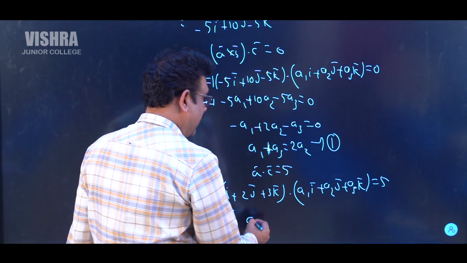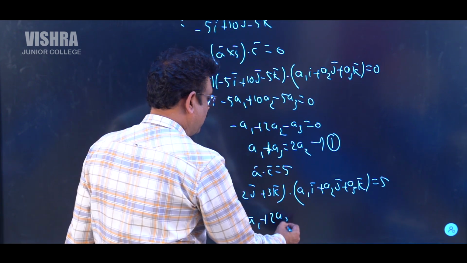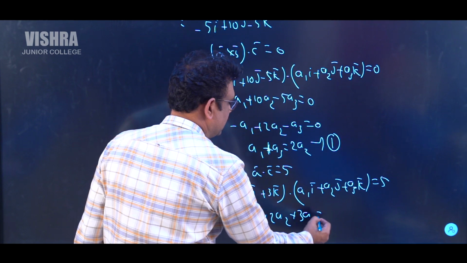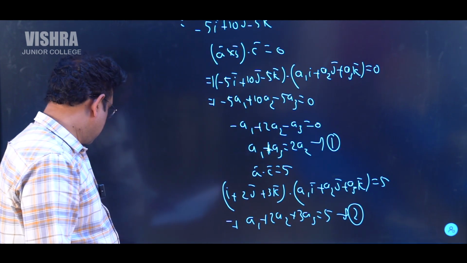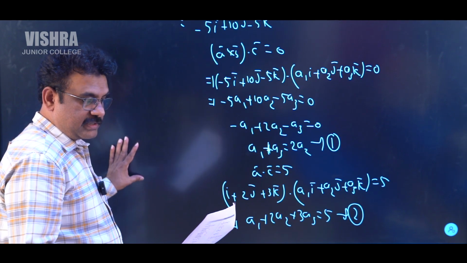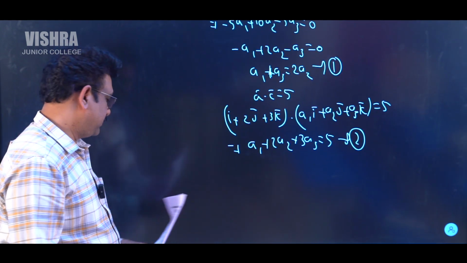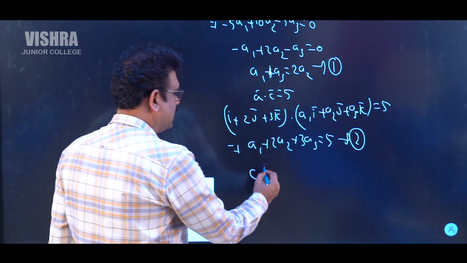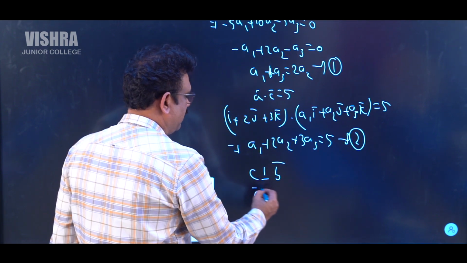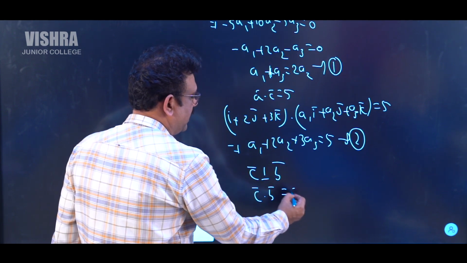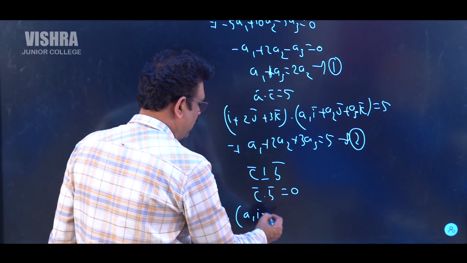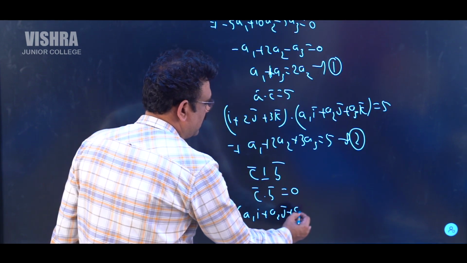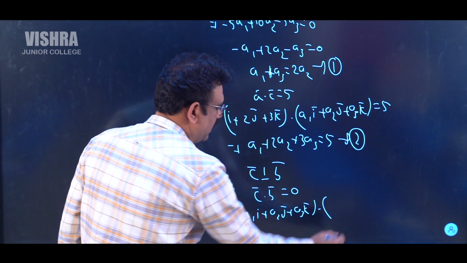That is equal to a1 plus 2a2 plus 3a3 is equal to 5. This is equation 2. Now, the third condition is C bar is perpendicular to B bar. Therefore, C bar dot B bar is equal to 0, where C bar is equal to a1 I bar plus a2 J bar plus a3 K bar, dotted with B bar.